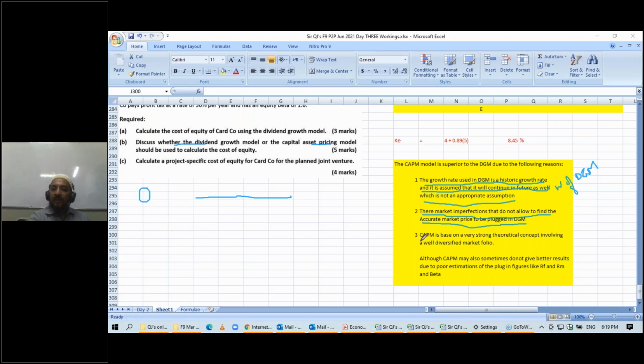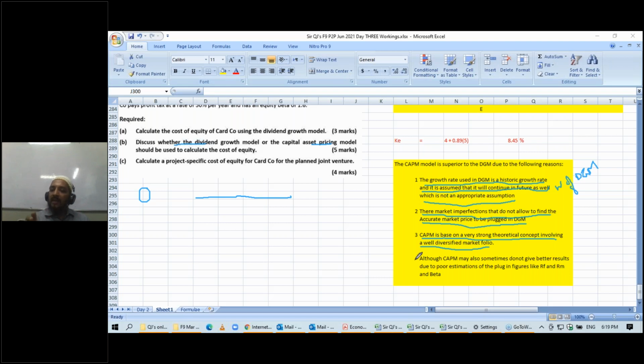Now the strength of CAPM. CAPM is based on a very strong theoretical concept involving a well diversified portfolio. That's why it is being preferred. But remember, financial management and accounting are all art, decision making, and this is all art.